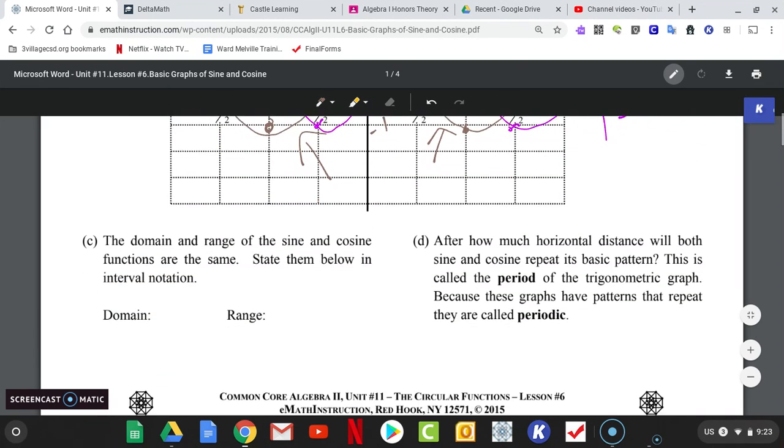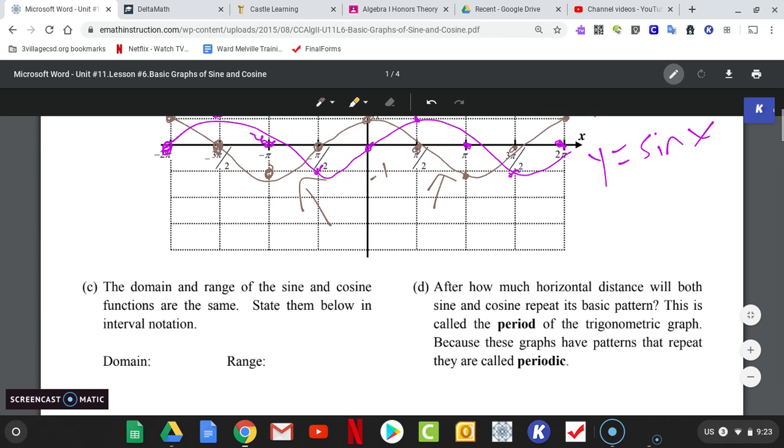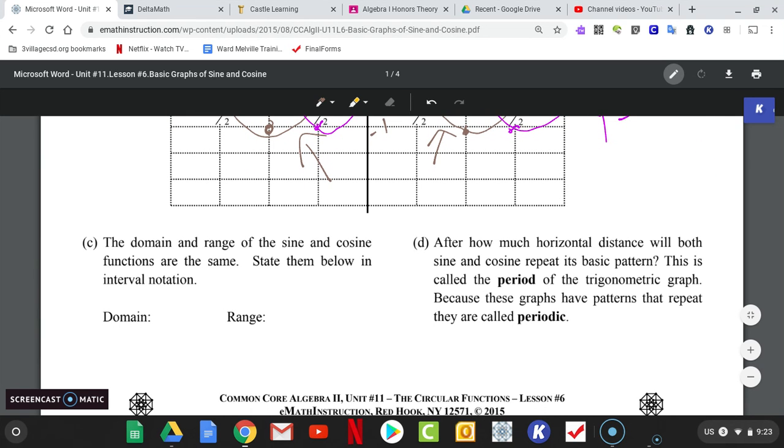All right, let's keep going. The domain and range of the sine and cosine functions are the same. State them below in interval notation. Well, what's the domain? These go on forever left and right, so the domain here is negative infinity to infinity. What's the range, though? Top to bottom, smallest to largest, it only goes from negative 1 to 1. Actually, we've got to do brackets here.